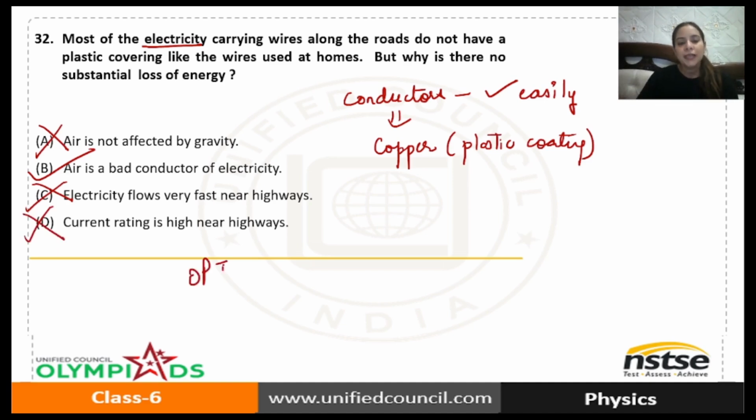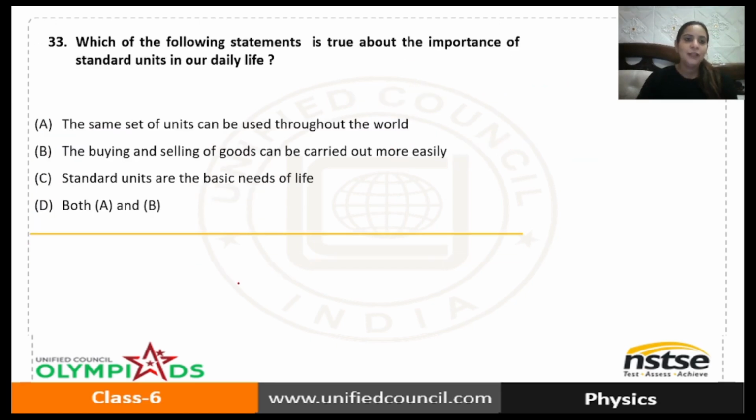So which option is correct here? Option B is correct. So there is no substantial loss of energy. The reason being air is a bad conductor of electricity. Next question. Which of the following statements is true about the importance of standard units in our daily life?